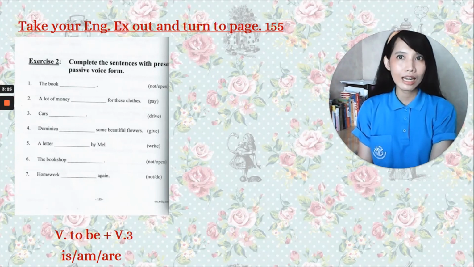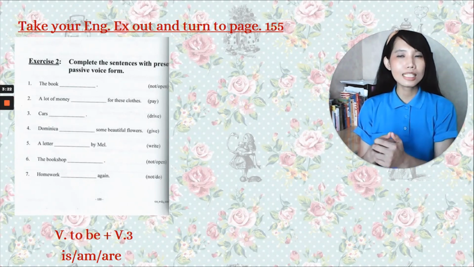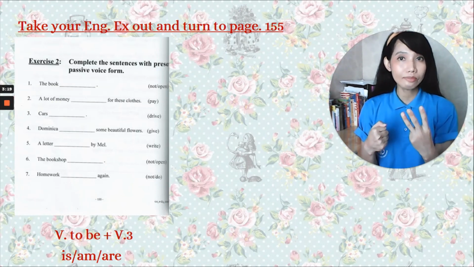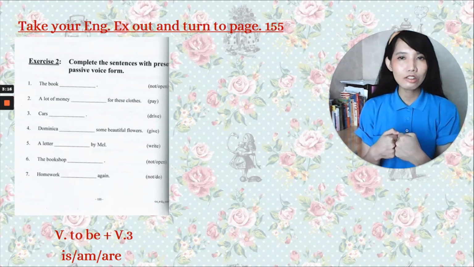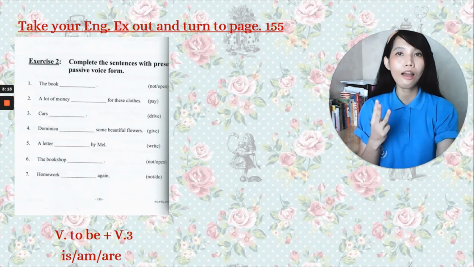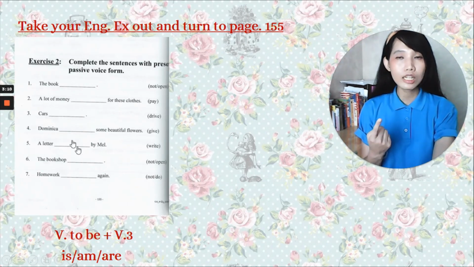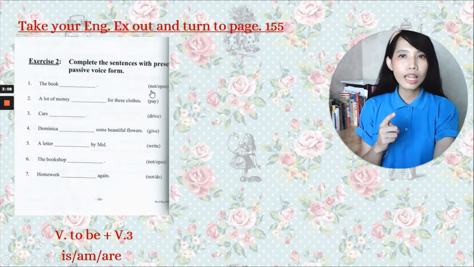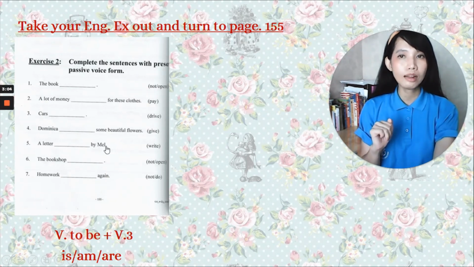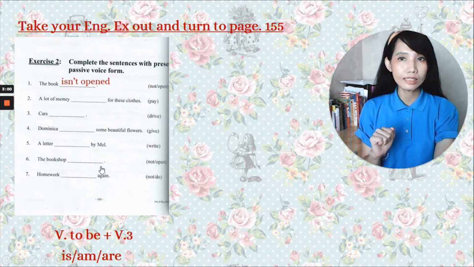Super easy. I want you guys to complete the sentence by writing verb to be and verb 3. For example, number 1, they give you not slash open this one, and the answer is supposed to be is it open, like this one.